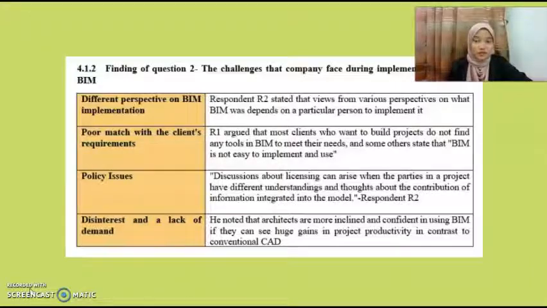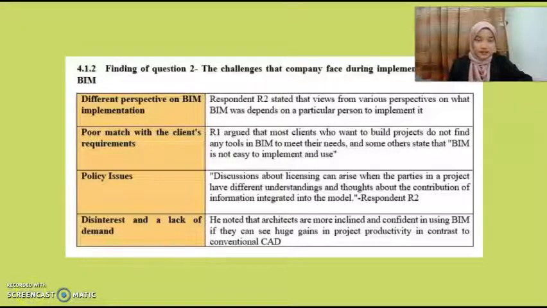The interview of Respondent 2 also discussed, from a client perspective, why industry should implement BIM when there is no mandate from a government asking all AEC industry to implement BIM, and why industry should spend expensive money to adapt BIM in projects. This issue becomes an agreement between the consultant and client while persuading them to use BIM and the same model. And lastly, disinterest and lack of demand.